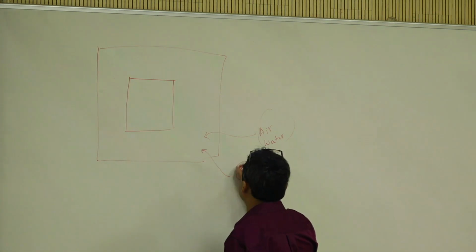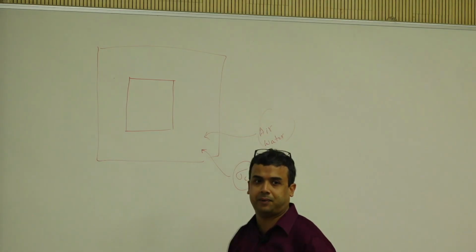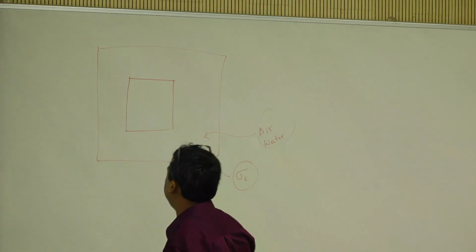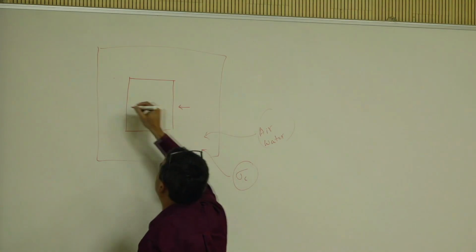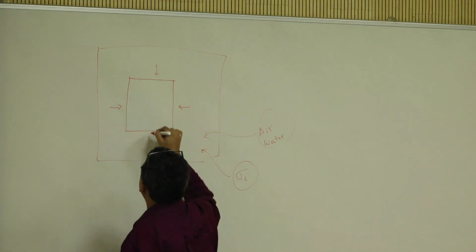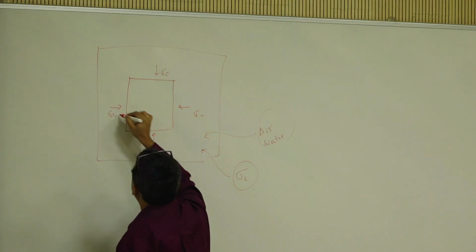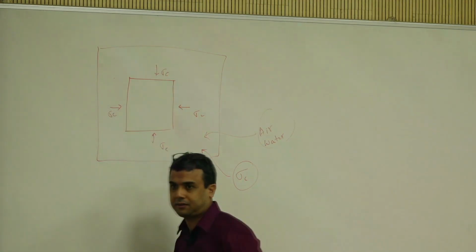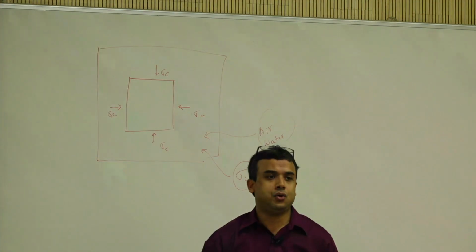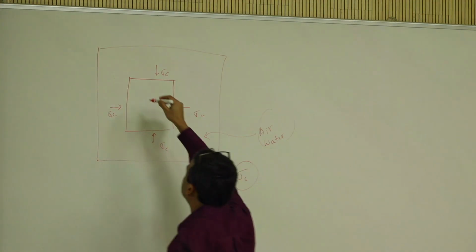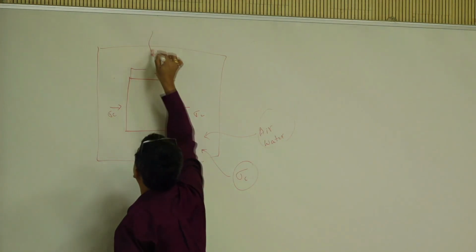sigma c is the confining pressure that you apply. So at the very initial stages, you have all of these are sigma c, right? And then you have a mechanically applied deviator stress.